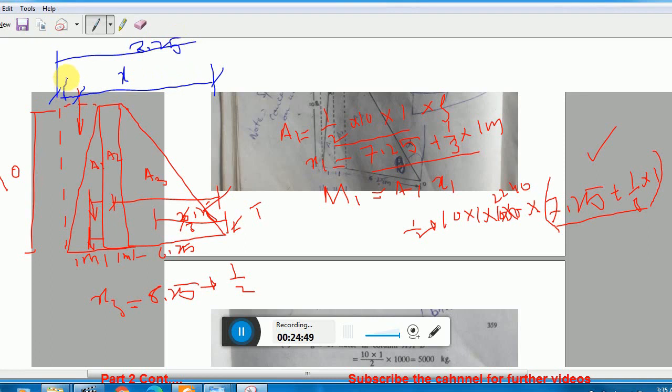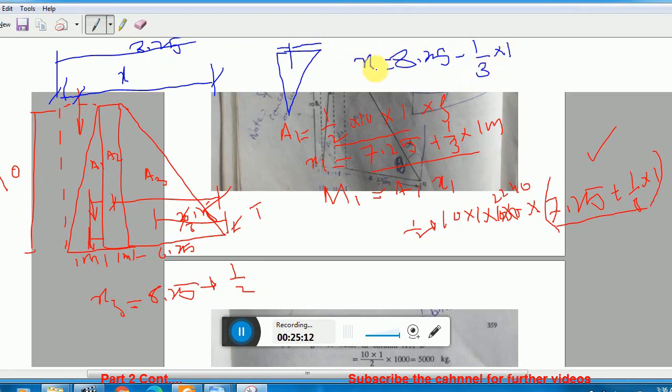This is a triangle. Clear? This is a triangle. So here we have, okay, from this side this is 1/3, and from this side this is 2/3. So you just need to subtract 8.25 minus 1/3 of 1. This will give you that x.